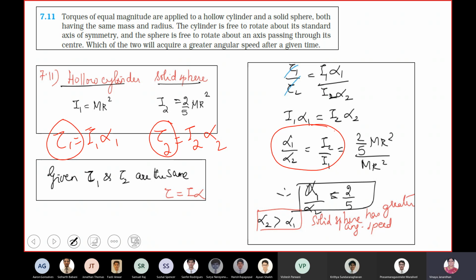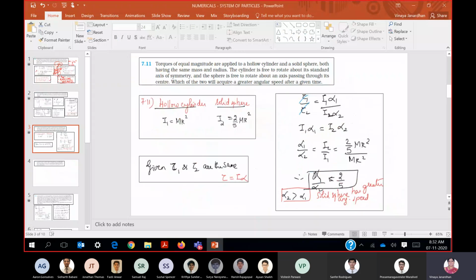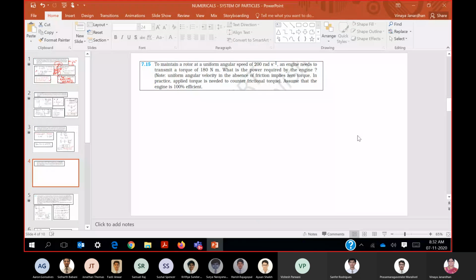So the solid sphere has greater angular speed. Have you all completed 11B? Yes, ma'am. Shall I go for the other one? Next one. Because what I'm doing is all textbook numericals.